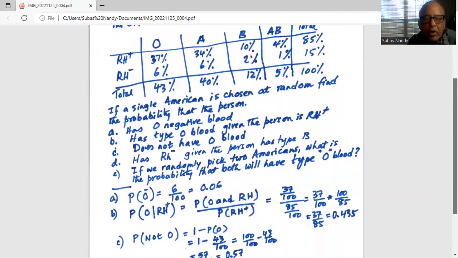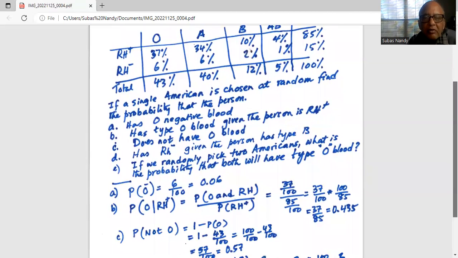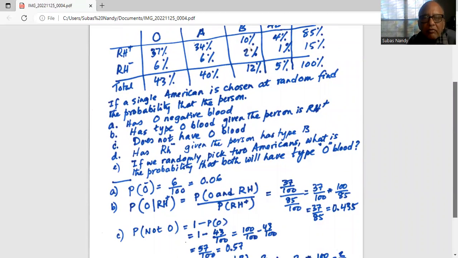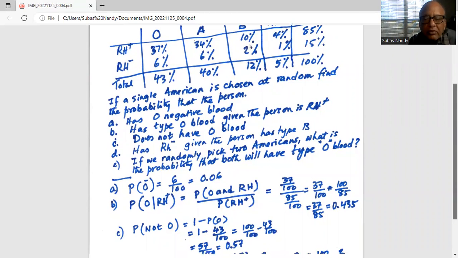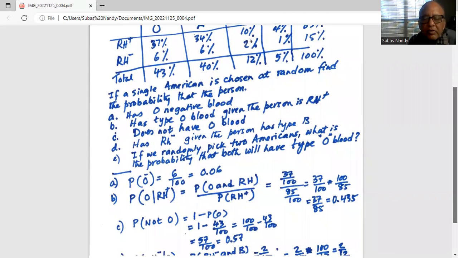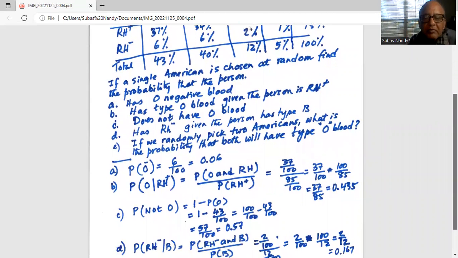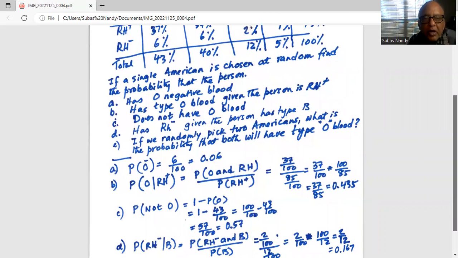Next one. What is the probability that the person does not have O blood? So probability of not O is 1 minus probability of O, because the sum of the total probability is 1. So probability of not O, which is the complement event, is 1 minus probability of O, which is 1 minus 43 over 100, or it is 100 over 100, which makes it 1 minus 43 over 100 equal to 57 over 100, and 0.57 is the answer for part C.